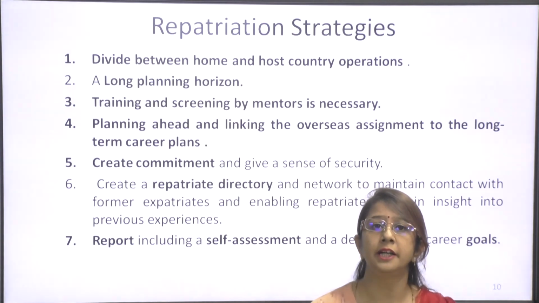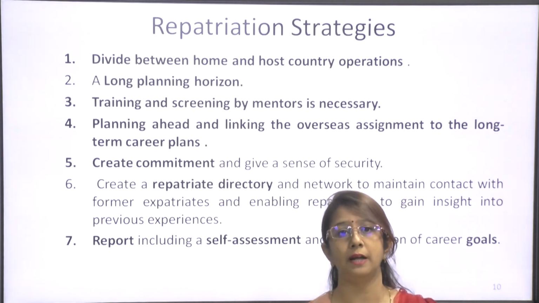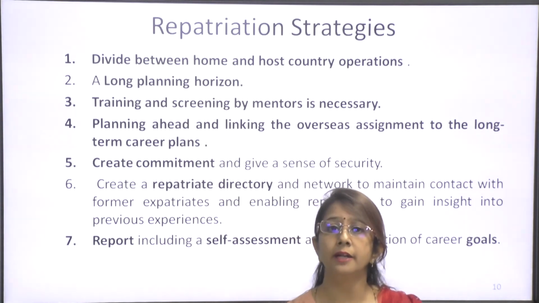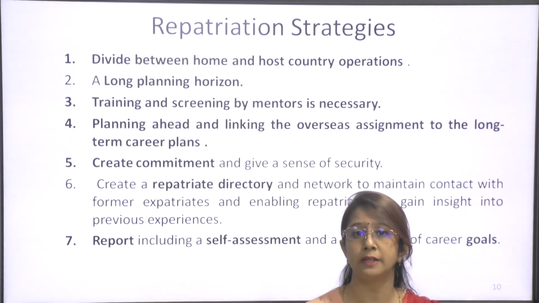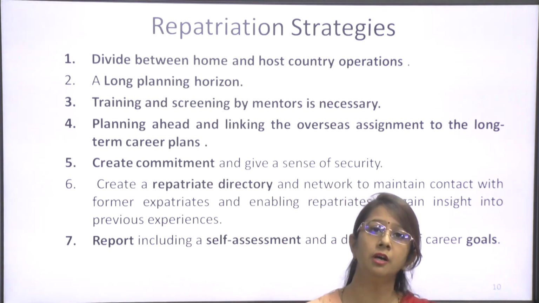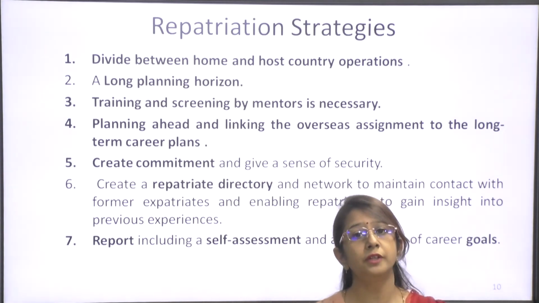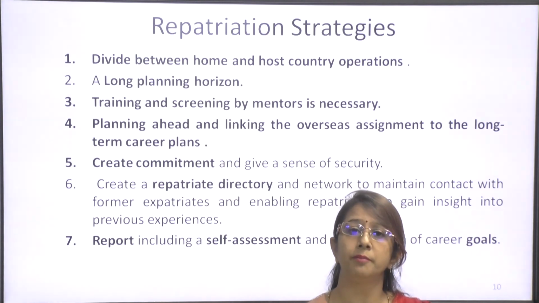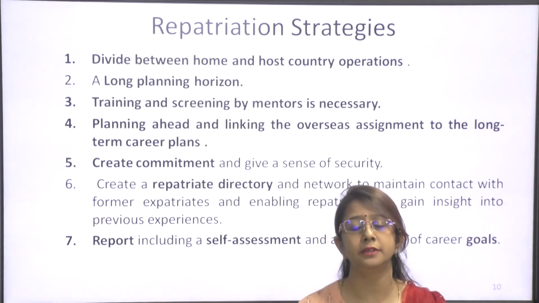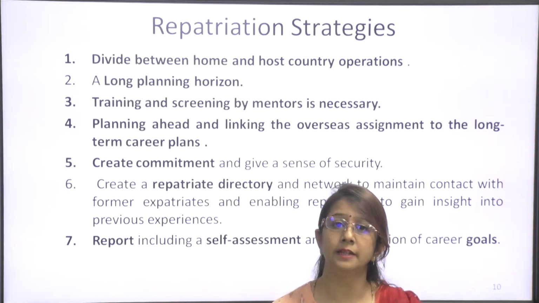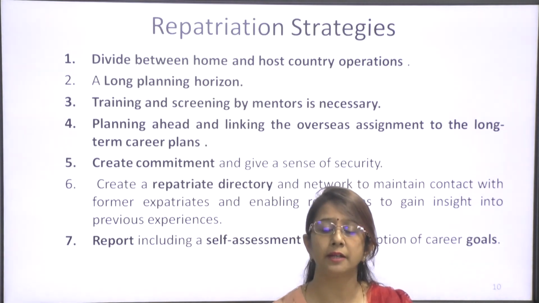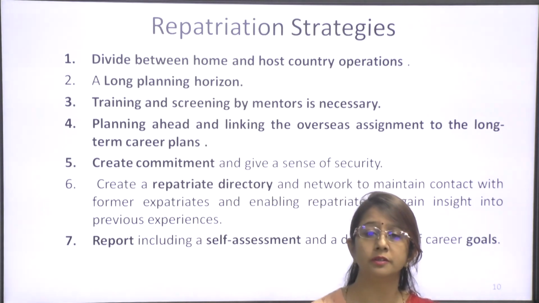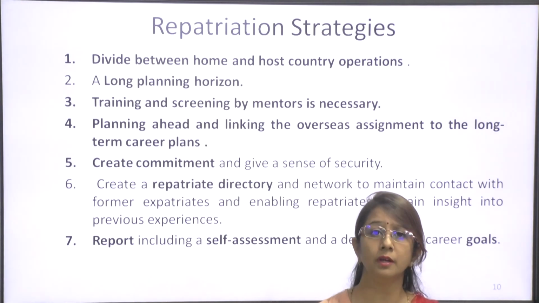Planning ahead and linking the overseas assignment to long-term career plans. You need to plan ahead as HR management. That means, once you are planning the expatriation of a person, you need to plan the repatriation of that person after his overseas assignment is complete. There should be a clear-cut commitment from the management about what will happen to the career stages, the designation, or the compensation and salary package of the person once he returns to the organization or the home country. So, this calls for a clear commitment.